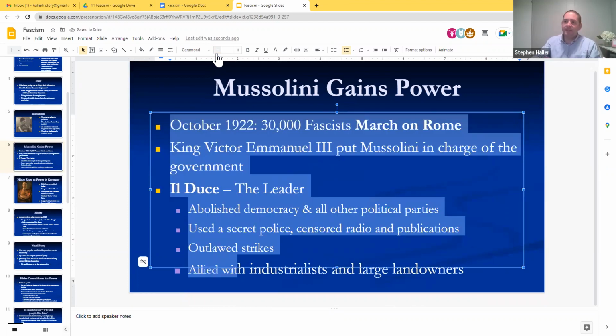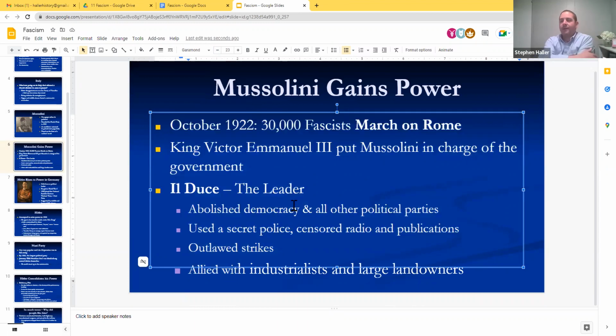So 30,000 fascists march on Rome in October of 1922, and he is installed under Victor Emmanuel as Il Duce.